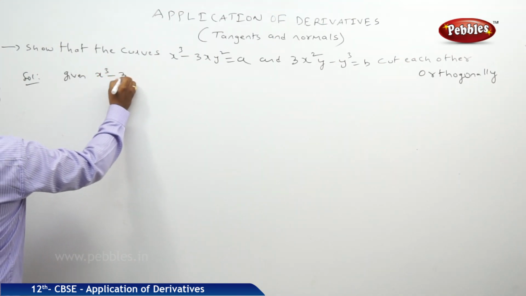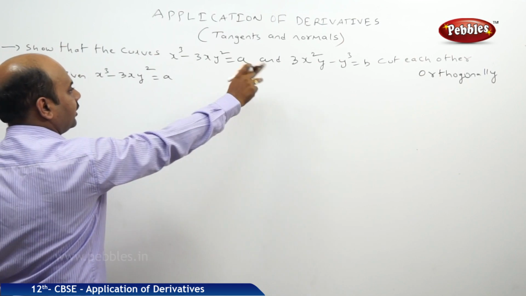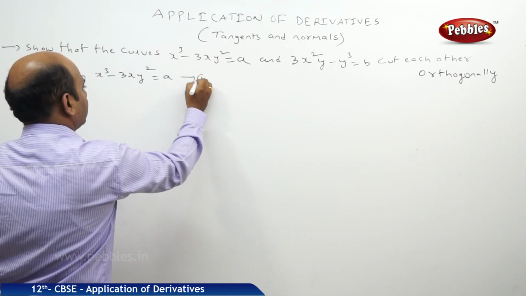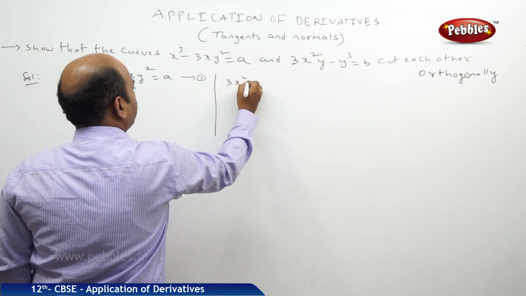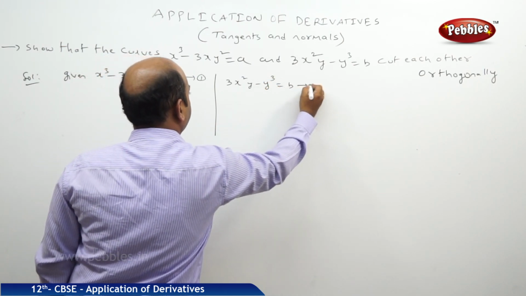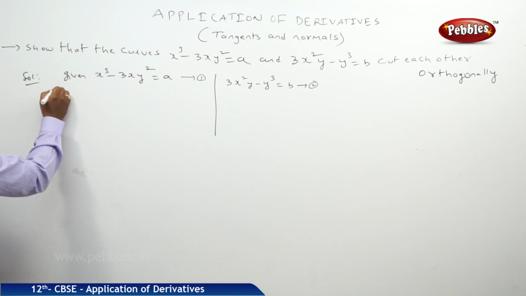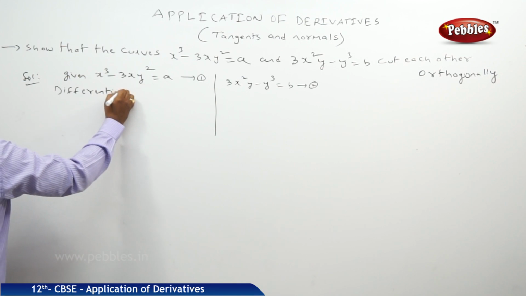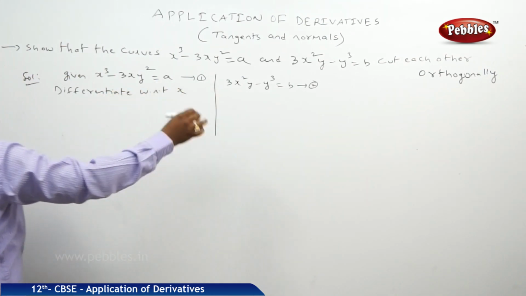Given x cube minus 3xy square is equal to a. Here a and b are constants. I call this number 1, and another curve 3x square y minus y cube is equal to b. I call it number 2. Differentiate both the curves with respect to x.